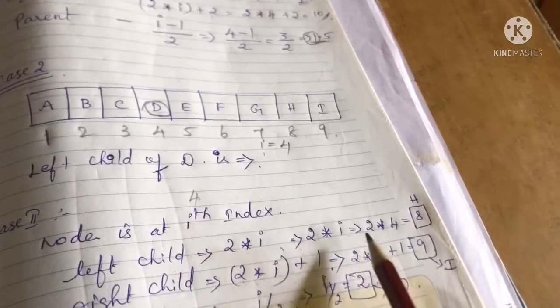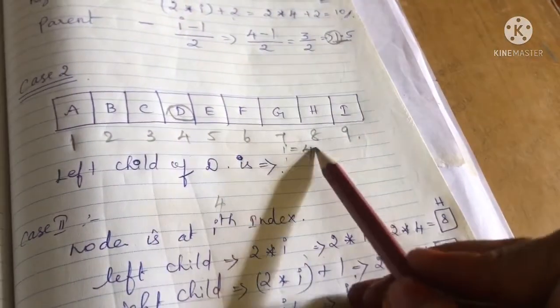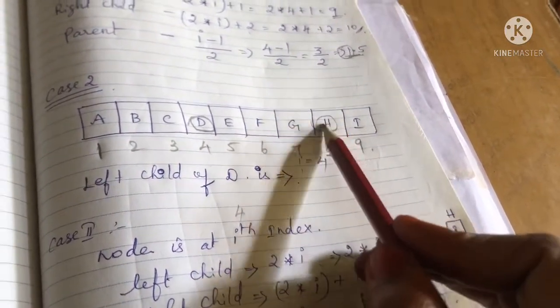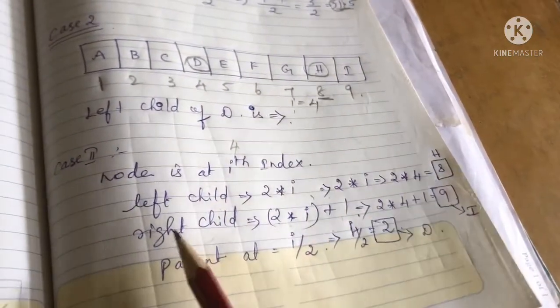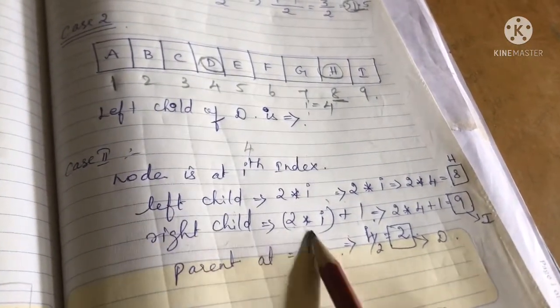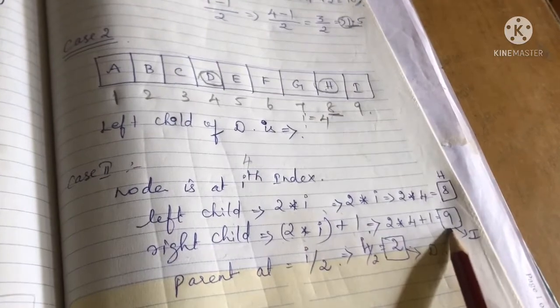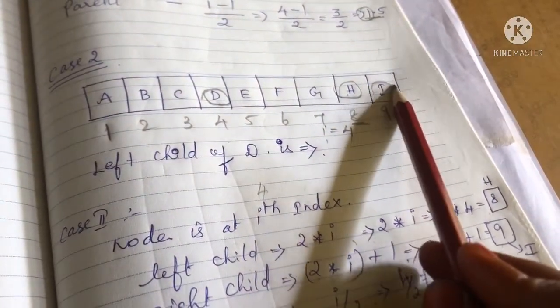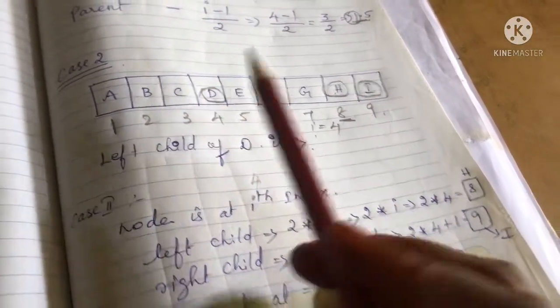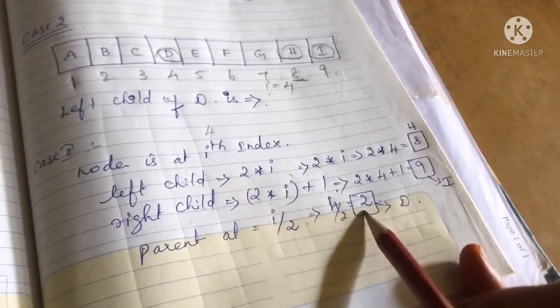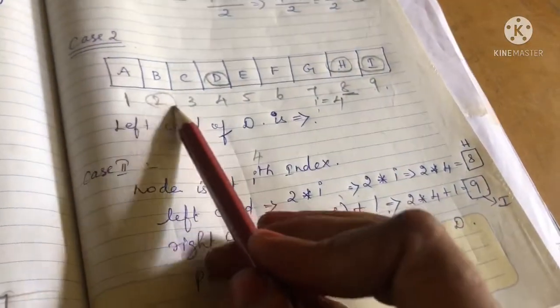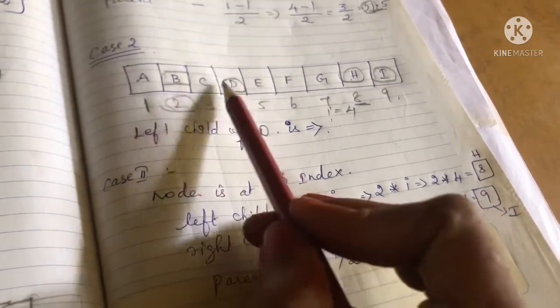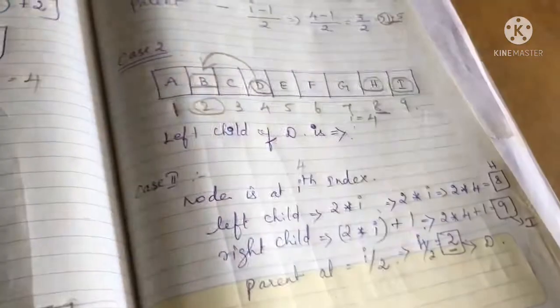Here the formula is 2 into I, so 2 into 4 is 8. The eighth one points to H, so the left child is H. Likewise, the right child is 2 into I plus 1: 2 into 4 plus 1 is 9. The right child of D is I, and the location is 9. If I want to know the parent of D, the formula is I by 2: 4 by 2 equals 2. The node at 2 is B. So the parent of D is B.